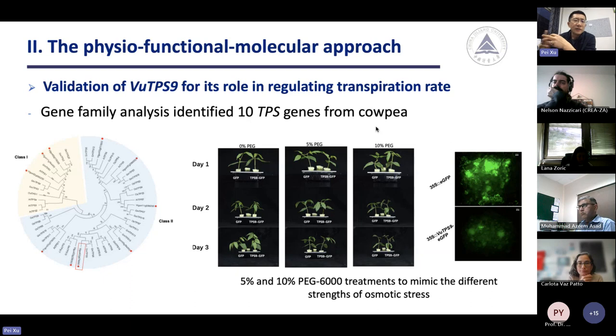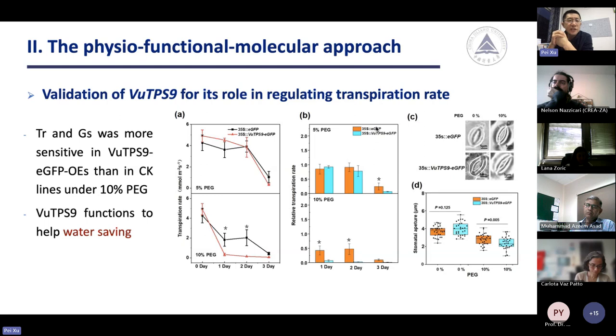We cloned the VuTPS9 gene as the hub gene and transiently overexpressed it in cowpea. Then we treated the cowpea plants with PEG to mimic different levels of osmotic stress. As we can see here, the transpiration rate and the stomatal conductance were more sensitive in the TPS9 overexpression lines than in the CK lines. As you can see here, the stomata were more closed than those in the CK, so as to prevent the excessive loss of water, verifying that VuTPS9 is important in conferring the more water conservative role in cowpea.